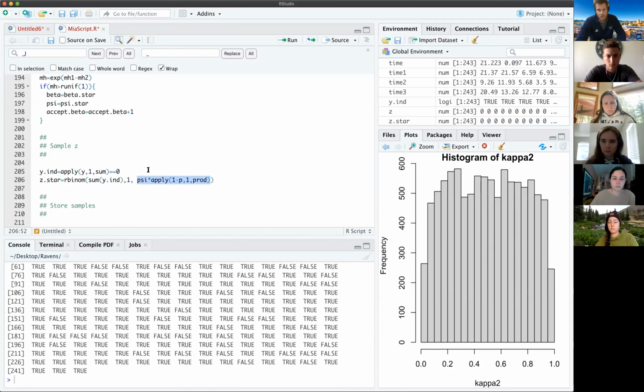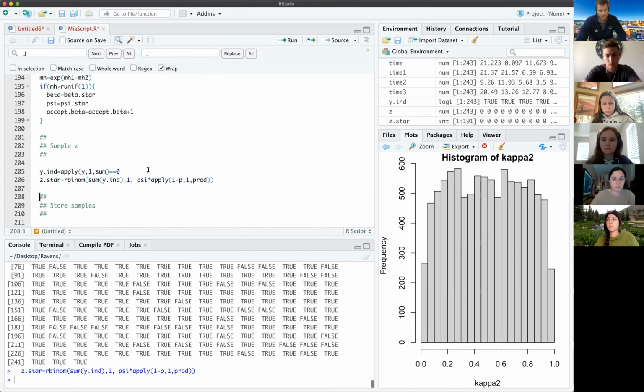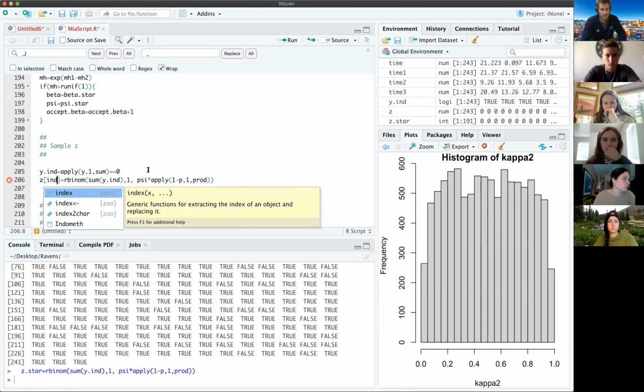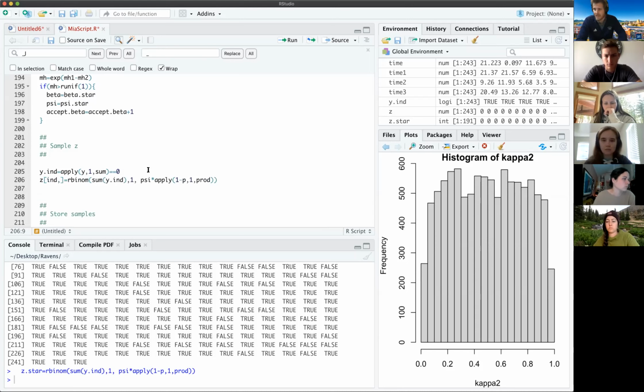And then the new probability of success for this conjugate distribution is the probability of observing, the probability of occupancy, times the probability that we didn't see it 3 times. Okay, and that's it. We don't even need Z star Metropolis Hastings ratios, because our proposal distribution gets accepted 100% of the time because it's conjugate, and we're good.